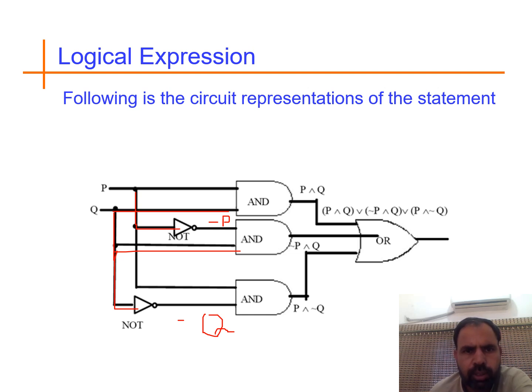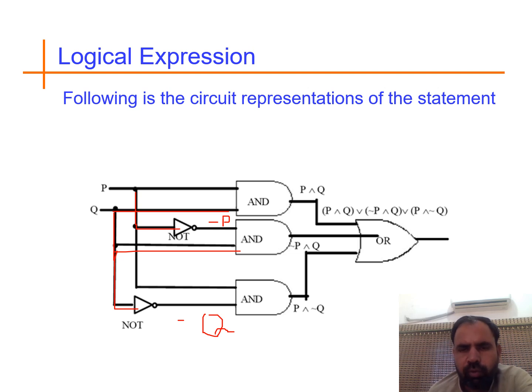So we remember that when a NOT gate is between these and P, after the NOT gate, P becomes negation P. Now if P goes through an AND gate, it becomes P and Q, and in this one, negation P and Q. And in the third gate, P comes through this gate, and Q, after this NOT gate, becomes negation Q. So it's P and negation Q.